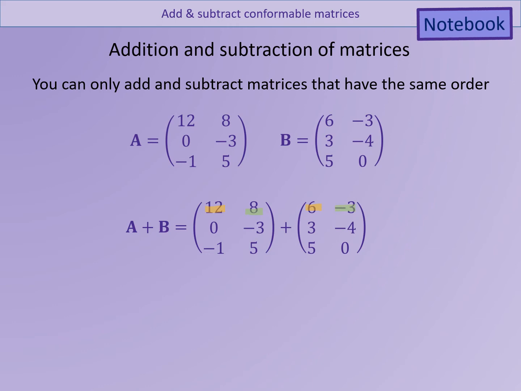8 and minus 3, 0 and 3, minus 3 and minus 4, minus 1 and 5, and then the last one there, 5 and 0. So the solution would look like this: 18, 5, 3, minus 7, 4 and 5. The 18 comes from 12 plus 6, 5 comes from 8, take away 3, and so on.